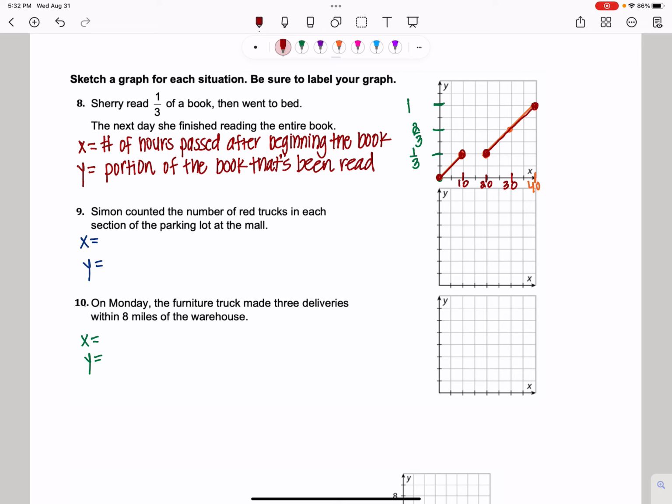Now, if you didn't get it, it's okay. Hopefully you understand now. The reason that these two are not connected is because she went to sleep. It wasn't like the book was sitting there open and she was reading that page. She had it open to that page. She closed the book, went to sleep, did something else, and then opened the book back up again and started reading away. Okay? And there you go. There's the whole book that's been read.